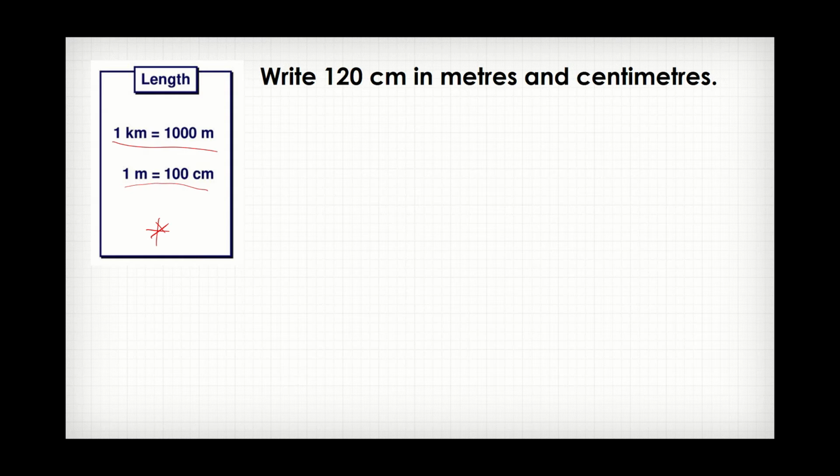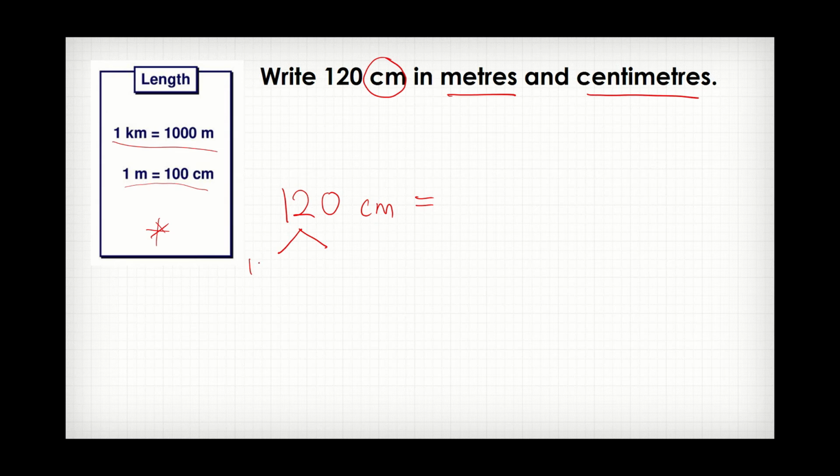Now let's try to solve this question. Write 120 centimeters in meters and centimeters. It is very important that when you see units, you pay very close attention to them. The number given is in centimeters. That's the only unit that I have. But now I need to write it in meters and centimeters. This means I must regroup 100 centimeters into a meter. How do I do that? Let's take a look.